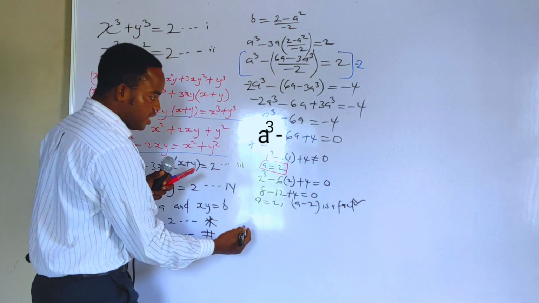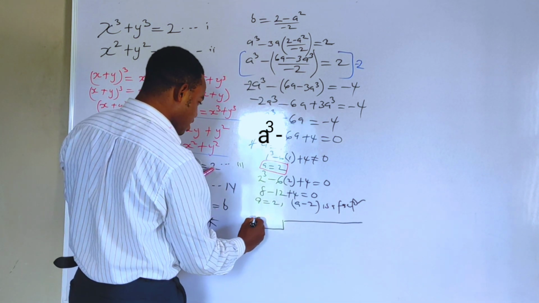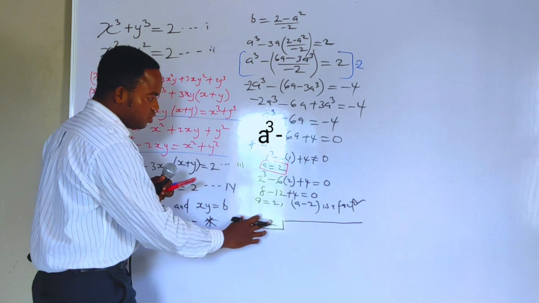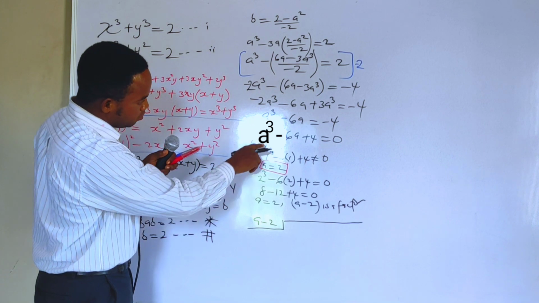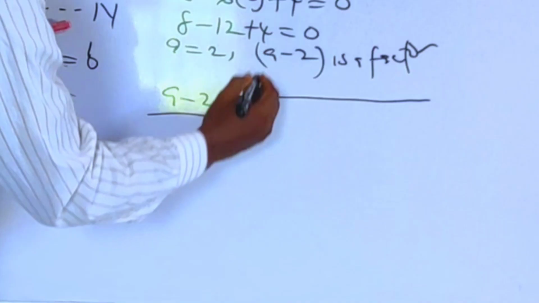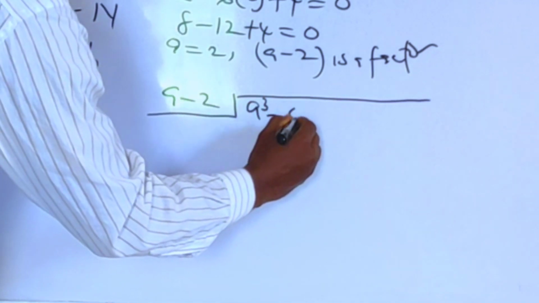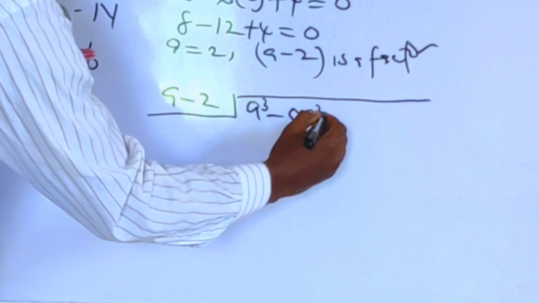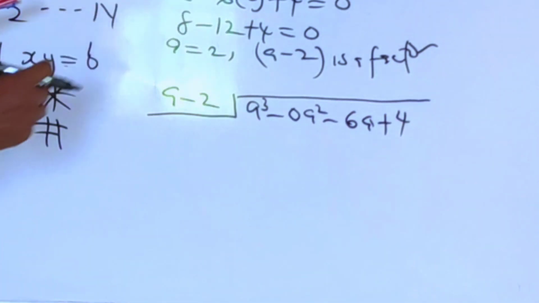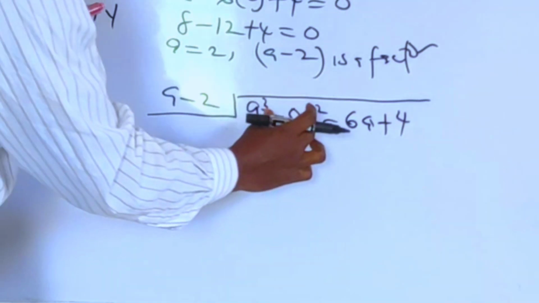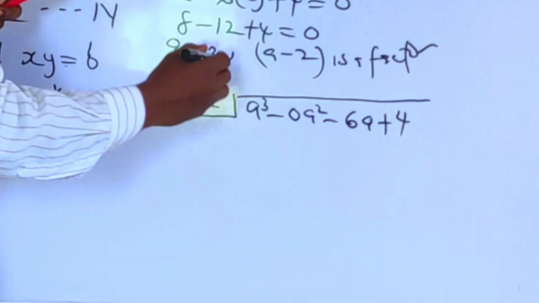Well, at this point, let us go on and use this factor to divide the cubic equation. We have a minus 2, and we're going to use this factor to divide through this cubic equation. So I'm going to put down a raised to power 3. We don't have a raised to power 2 there, so I'm going to put 0a raised to power 2, and then we have minus 6a and plus 4. The reason why I put this here is so that the whole thing can be in order, and so I won't make mistakes as I compute.